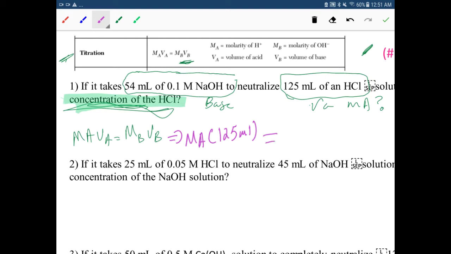equals, the MB is the molarity of the base, which is 0.1 molar NaOH. So this is the molarity, 0.1 molar of the base. And the volume of the base, which is VB, right, is 54 milliliters, excuse me.